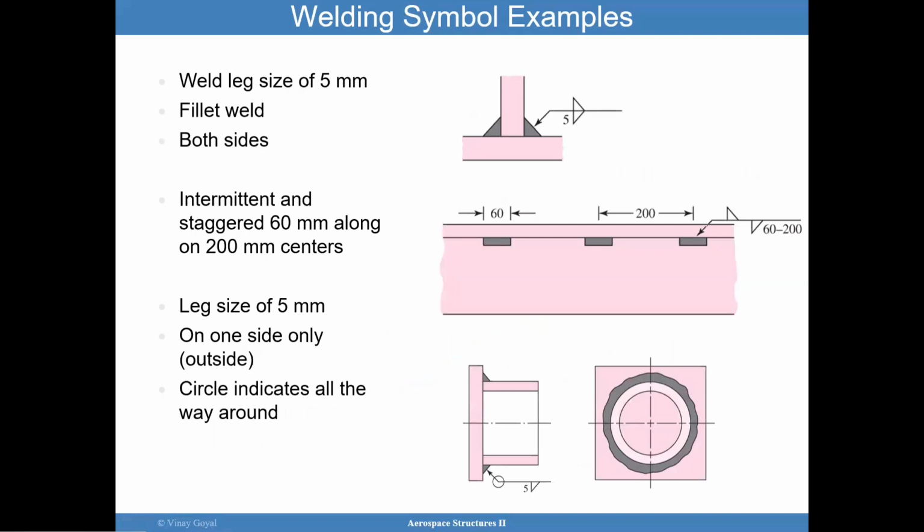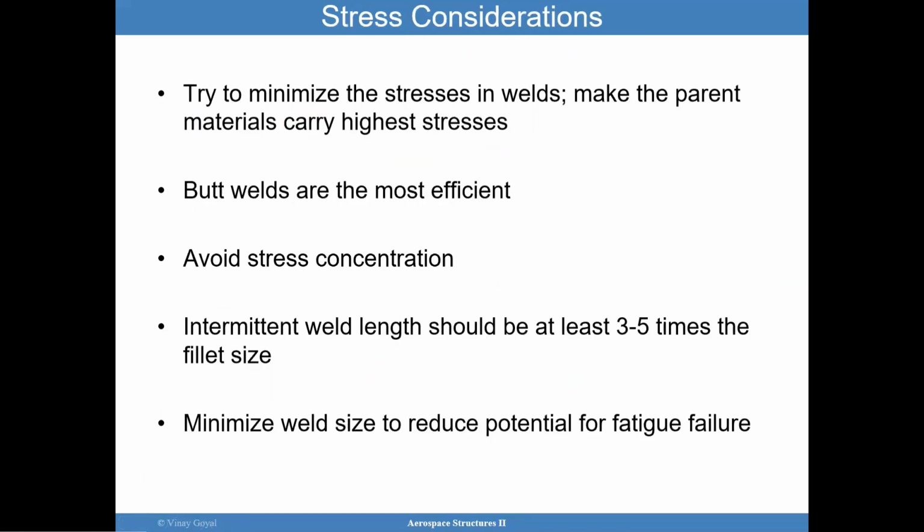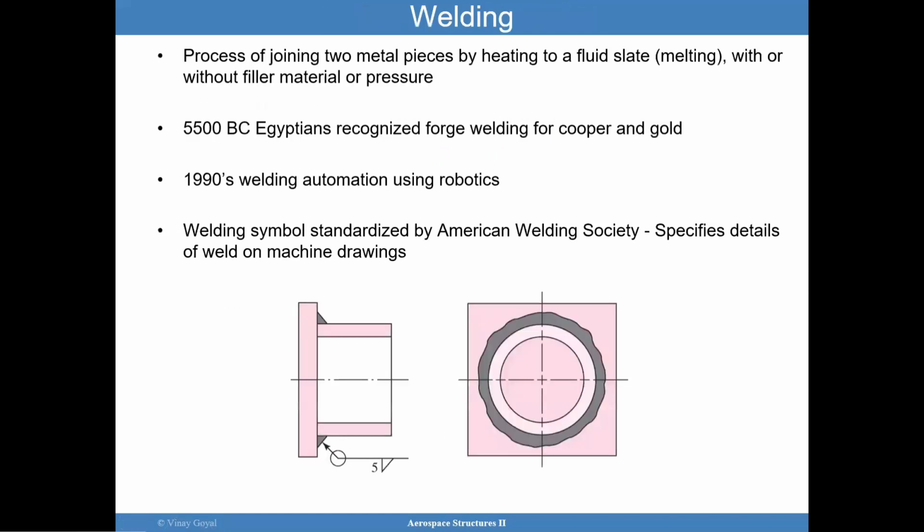Some more welding symbol examples. So here I have a weld leg size of 5 millimeters. We have a fillet weld, and I know that from this symbol, and it's on both sides. That's why I have this triangle. If I go here in this example, here I have a single triangle because I only have a weld on one side.